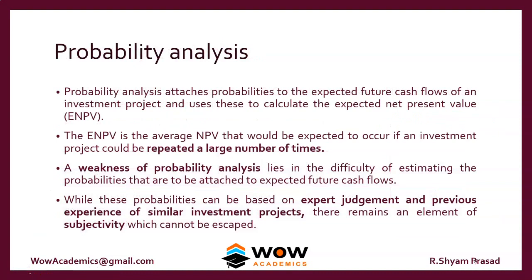Next, we'll move towards probability analysis. Probability analysis, as the name suggests, applies probabilities to the expected future cash flows of an investment and uses these to calculate the expected net present value. So we apply probability to the NPVs and we get something called the expected net present value. The expected net present value is the average NPV. Once you use probability, it means that you are getting an average NPV that would be expected to occur if an investment project were repeated a large number of times.